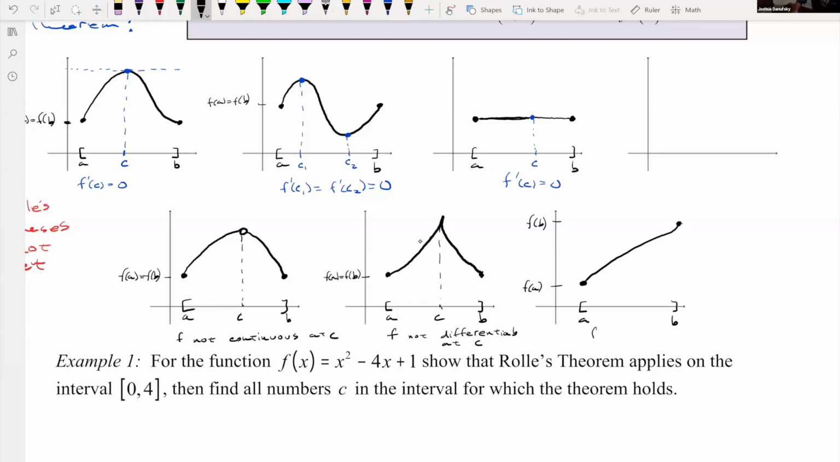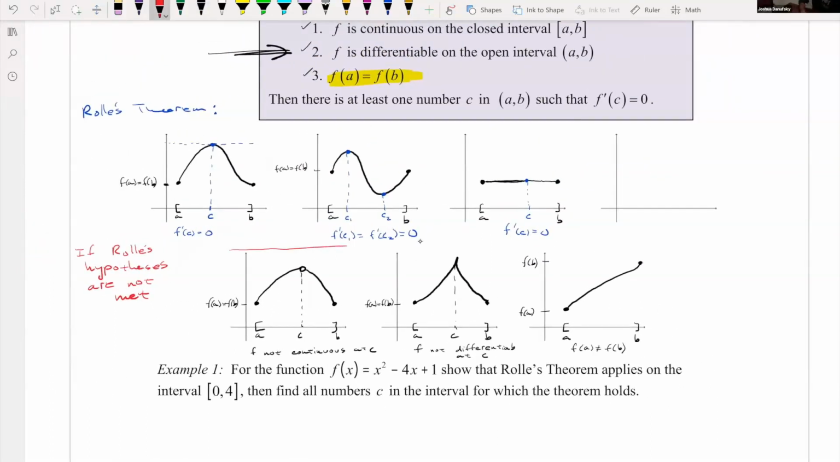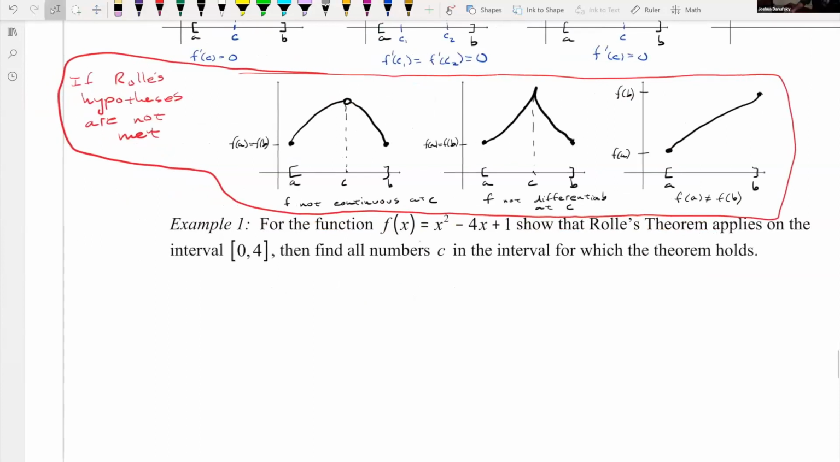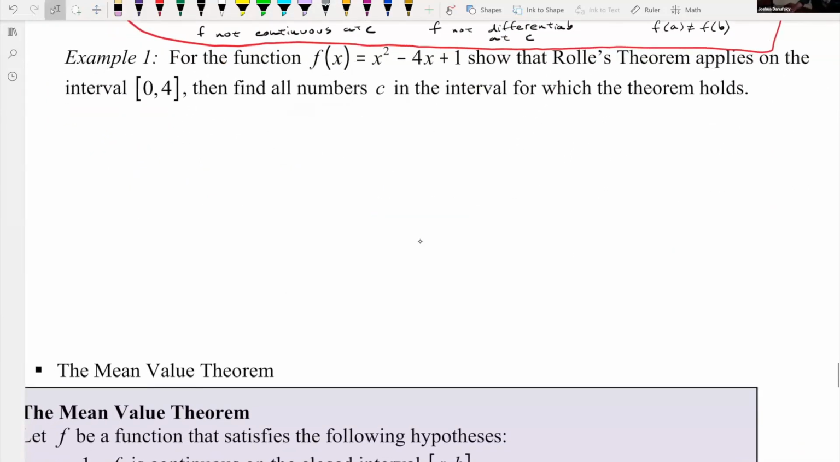So this is a counterexample when F of A doesn't equal F of B. So again, we have to have all three of the hypotheses or else we're not guaranteed that there is a C. We're not guaranteed there is a value C between A and B such that F prime of C equals 0. So there's that. So now we're going to use Rolle's. Let's go ahead and just try an example with Rolle's.